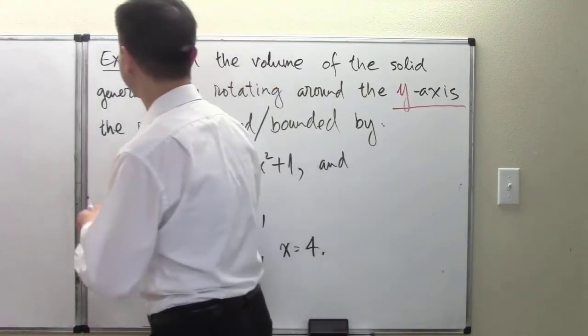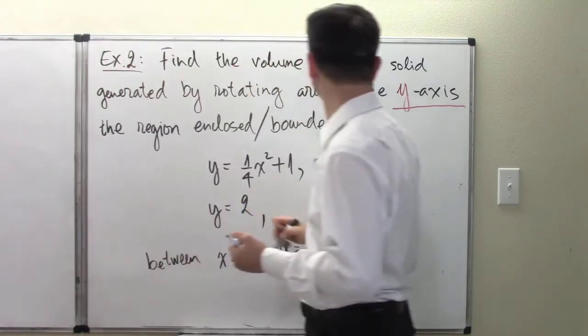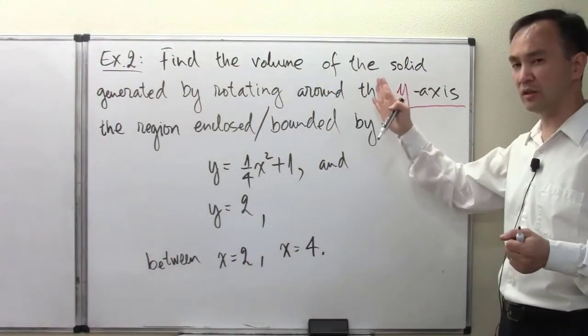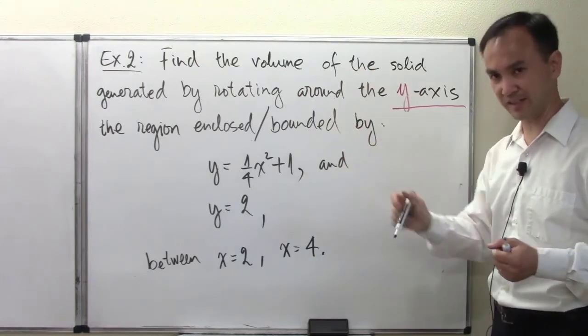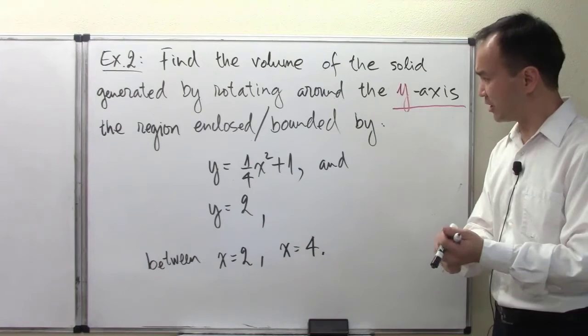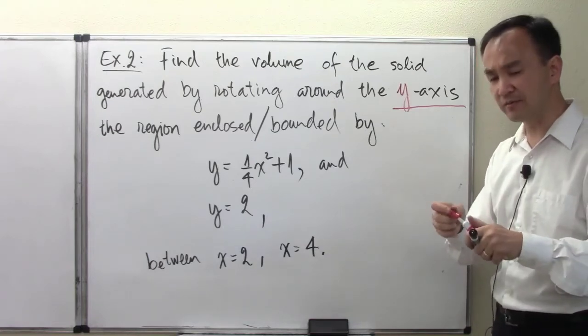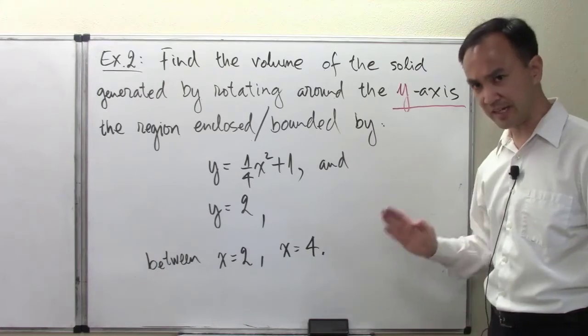And in this example, we want to rotate that region around the y-axis, the vertical axis there. Okay, so now again, let's have a look. It saves us some effort in terms of resketching the region, because it's the same region. It's the exact same region.